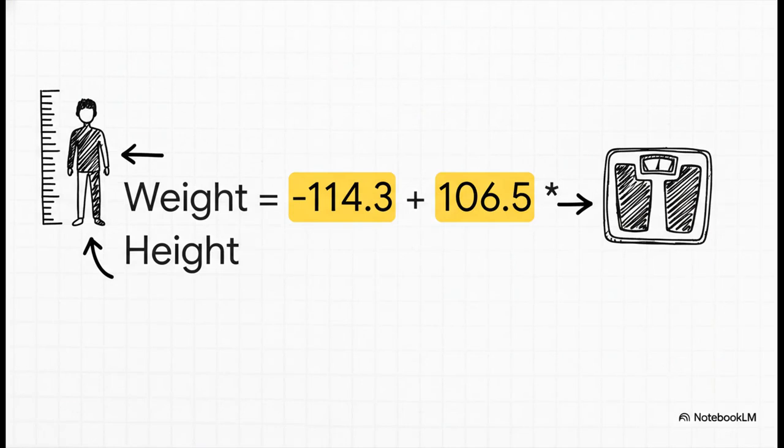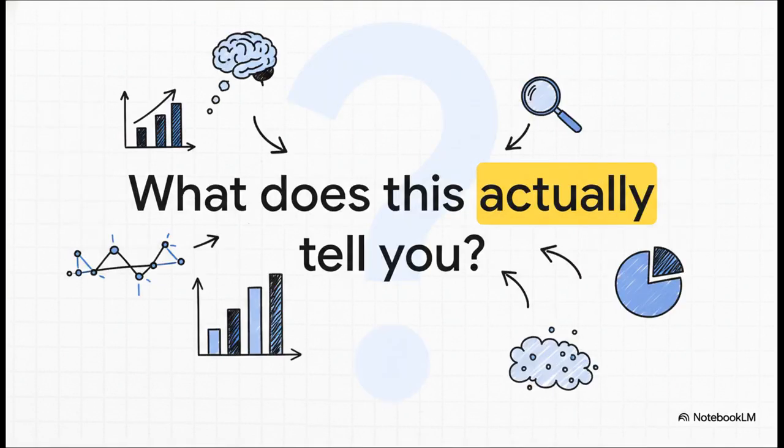So you might see something that looks a little like this. This is a real regression equation straight from our source material. It's built to model the relationship between a person's height and their weight. Okay, but what's the deal with this string of numbers? I mean, it looks like a math problem, sure, but each one of those numbers is telling a very specific story about the data it came from.